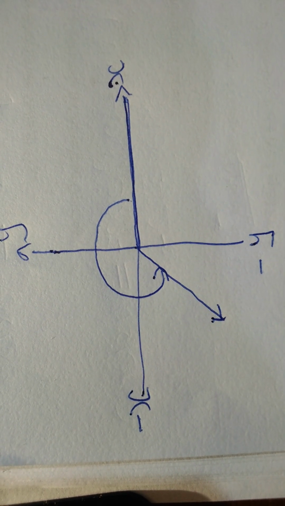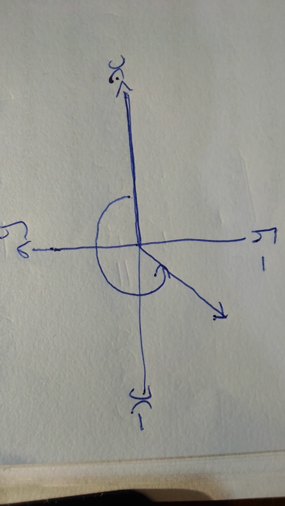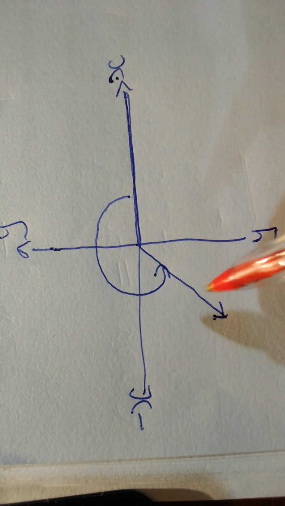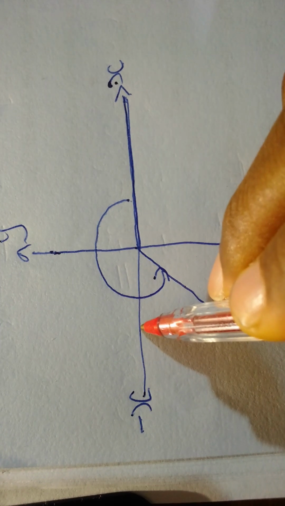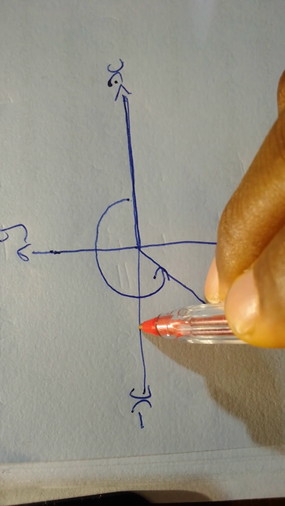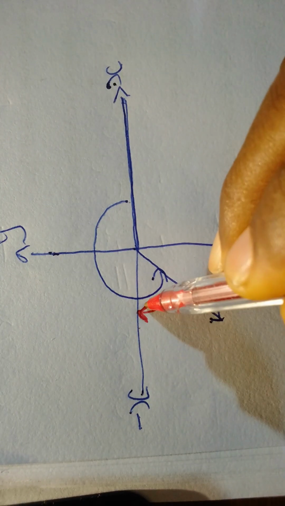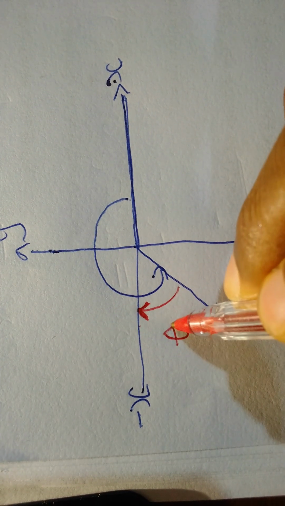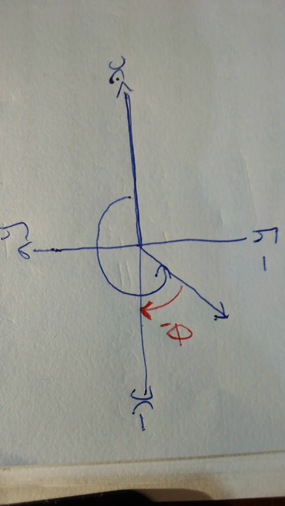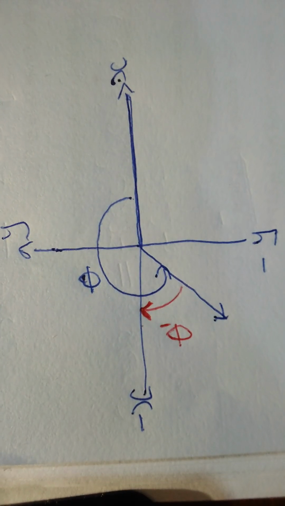Here, don't forget, we have said that the reference angle is the angle made by the terminal side and the x-axis. So it's going to be here. This is our reference angle in the third quadrant. So we denote this one as theta prime. Don't forget, this is our theta.